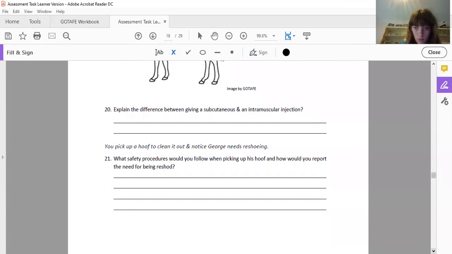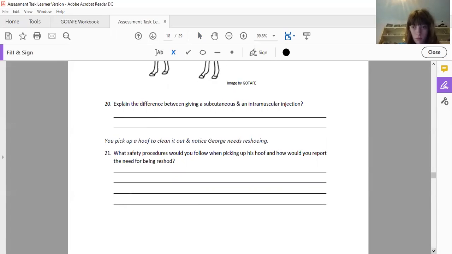Explain the difference between giving a subcutaneous and an intramuscular injection. So location is the key point we're looking for there. Where would we give a subcutaneous injection? Where would we give an intramuscular injection on the horse?